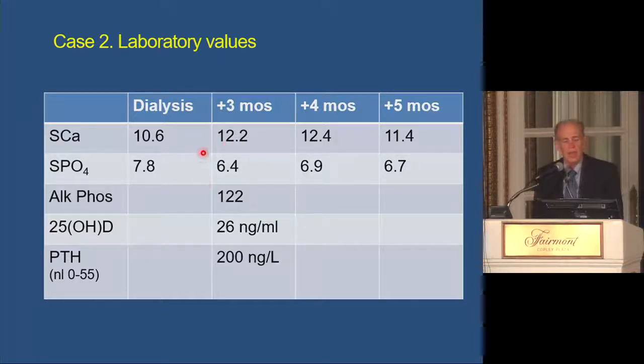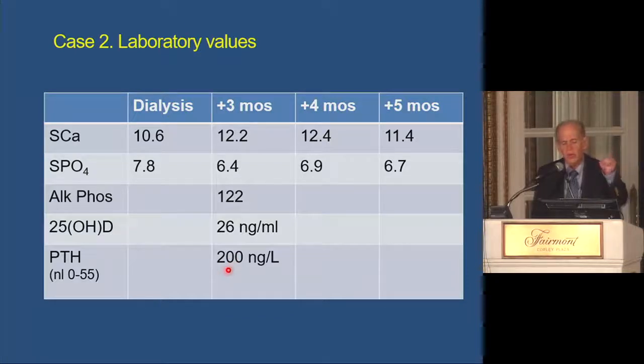So she comes on to dialysis with a high phosphorus. We know that this is a prescription for death, and her calcium keeps going up. 12, 11, phosphorus is high, alk phos a bit high, 25D is certainly sufficient. Her PTH is 200.